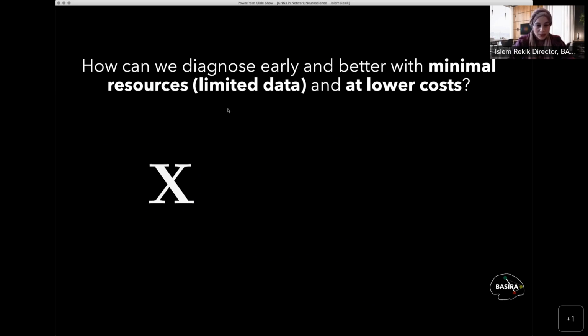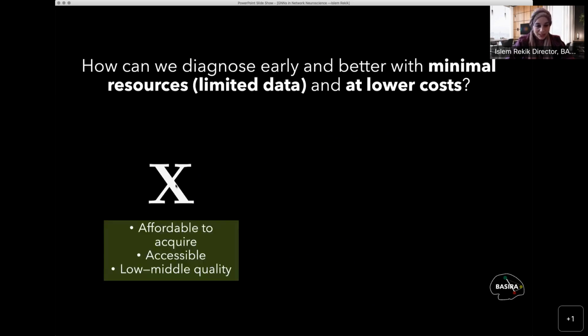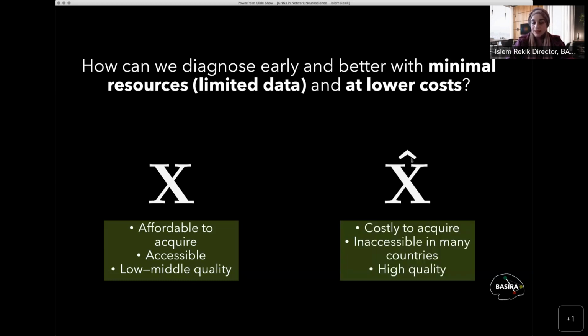So first, let's start with our variable X. We do have here our data, the data set that we have collected. Hypothetically, we hypothesize that the data is affordable to acquire. It's not that expensive. It's accessible. It may have low to middle quality, and that's not a problem. And then the goal is to predict or generate this X hat, that is the data that is costly to acquire, inaccessible in many countries, and of high quality.